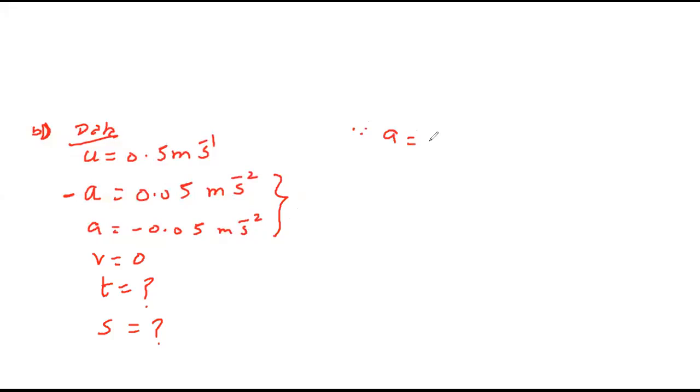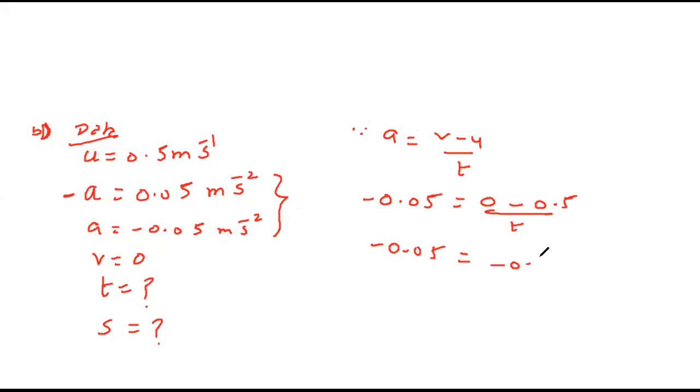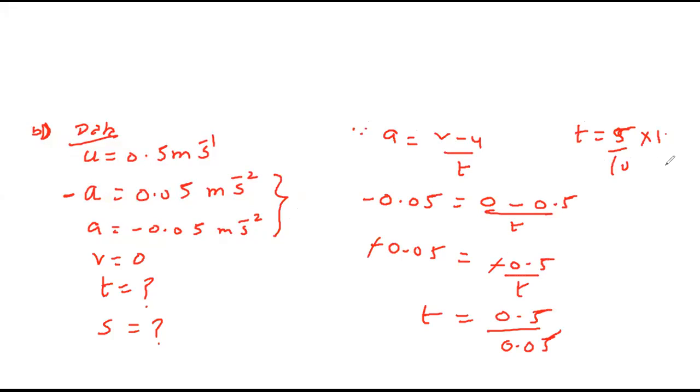So we know that a equals v minus u upon t. Minus 0.05 is equal to 0 minus 0.5 upon t. So minus 0.05 is minus 0.5 upon t, minus minus cancel. t equals 0.5 upon 0.05, that will become 5 upon 10 into 100 upon 5. 5 you can cancel, 0 cancel. So t equals 10.